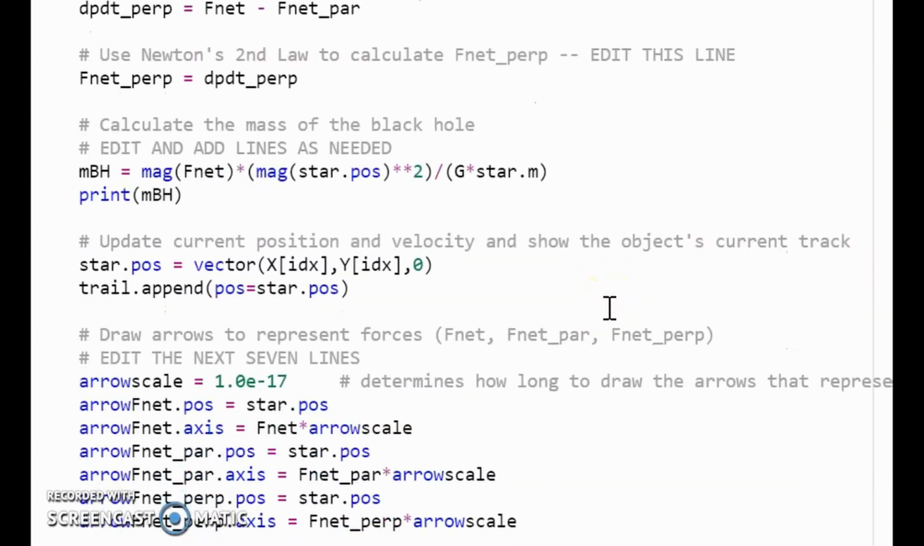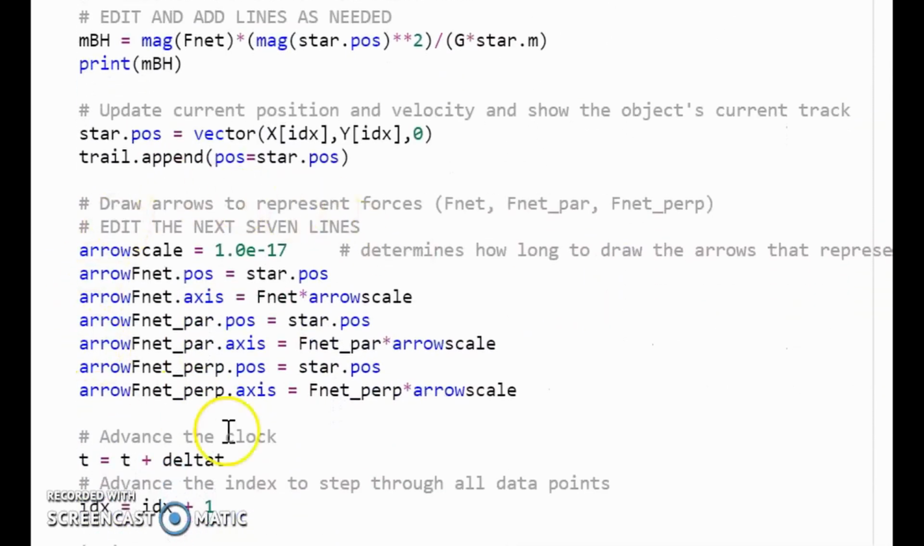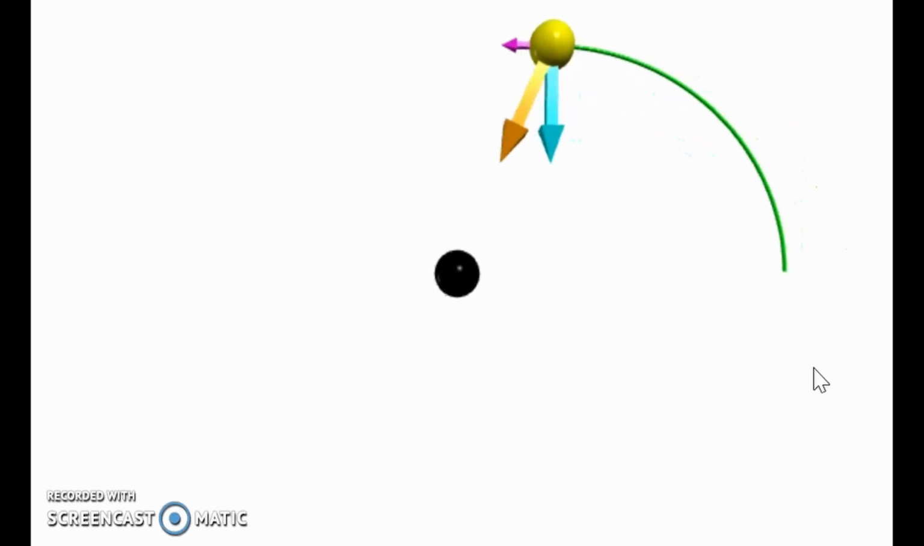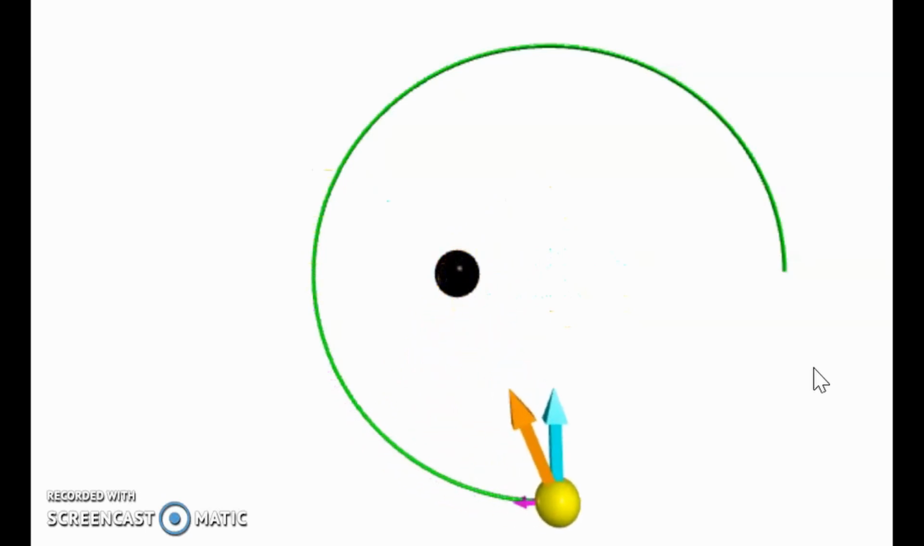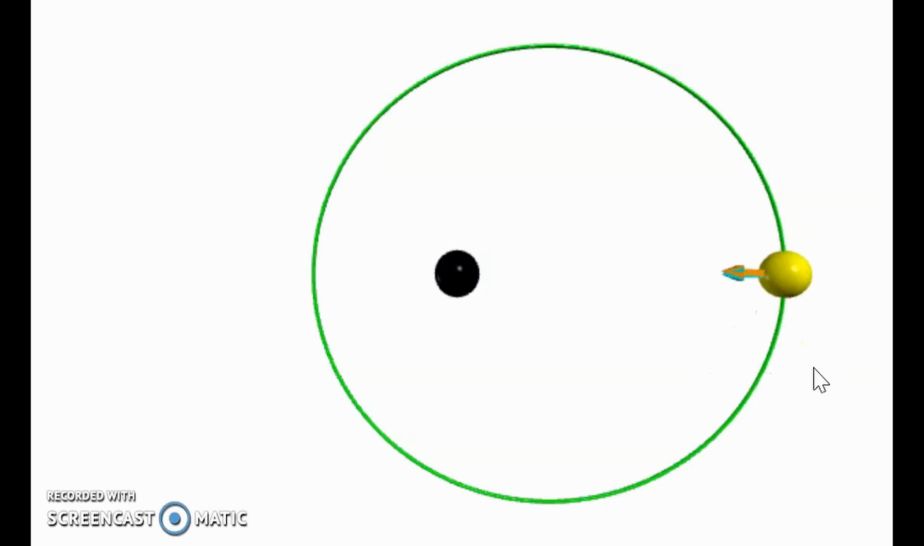The last thing I did was create arrows to represent the parallel, perpendicular, and total net forces acting on the star. After I finished up all the coding, I ran my model to get my data for the calculations I had done earlier. You can see the model star traveling on an elliptical path around the black hole and the arrows corresponding to the net force and its components. Notice that the arrows vary in size and direction as the star travels further along its path. The changes in size result from the black hole not being located in the center of the path and the path itself not being circular.